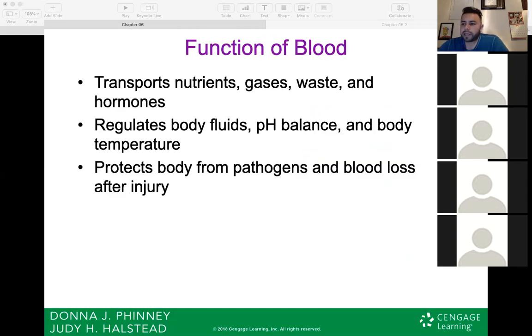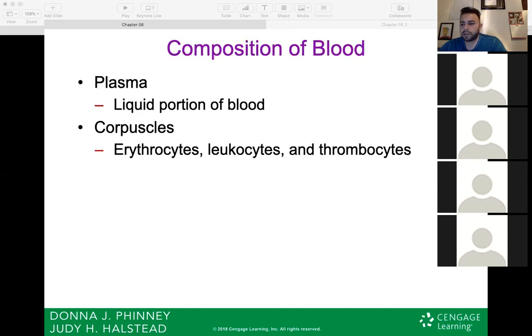So blood serves a number of purposes. First, it transports nutrients, waste, and gas, as well as hormones throughout the body. Body fluids are regulated, and pH and body temperature are also regulated by blood. And blood protects the body from pathogens and blood loss after injury. The average person has about 4 to 6 liters of blood circulating throughout their body.